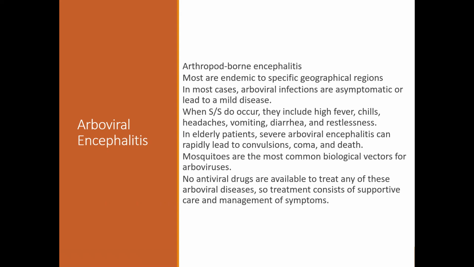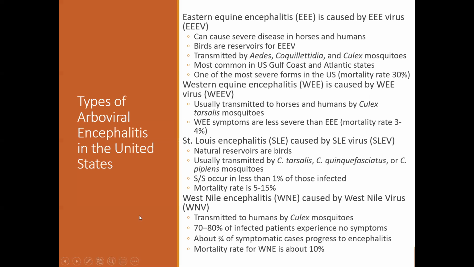Mosquitoes are the vectors for these. There are no specific antiviral drugs. It's mostly just supportive care. So in the United States, we have four main types of arboviral encephalitis. There are others, but these are the main four: Eastern equine encephalitis, Western equine encephalitis, St. Louis encephalitis, and West Nile encephalitis. They're all transmitted by mosquitoes.